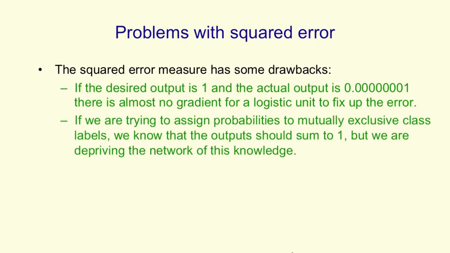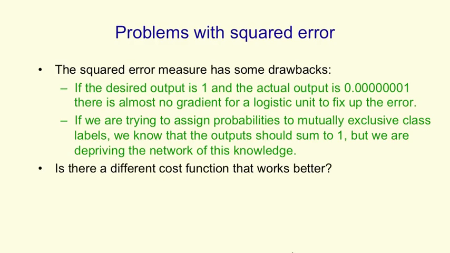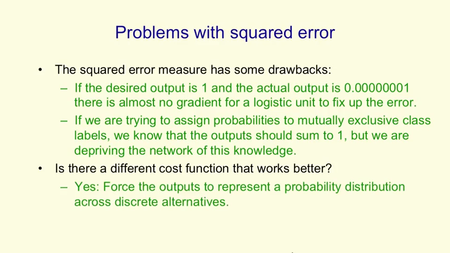Also, if we're trying to assign probabilities to mutually exclusive class labels, we know that the outputs should sum to 1. Any answer in which we say the probability that it's an A is 3/4 and the probability that it's a B is also 3/4 is just a crazy answer. And we ought to tell the network that information. We shouldn't deprive it of the knowledge that these are mutually exclusive answers. So the question is, is there a different cost function that will work better? Is there a way of telling it that these are mutually exclusive and then using an appropriate cost function? The answer, of course, is that there is.